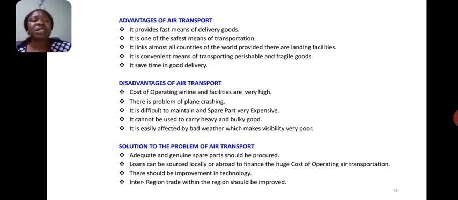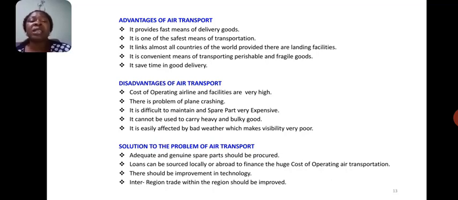Advantages of air transport. It provides fast means of delivering goods. It is one of the safest means of transportation. It links almost all countries of the world, provided there are landing facilities. It is a convenient means of transporting perishable and fragile goods. It saves time in goods delivery.